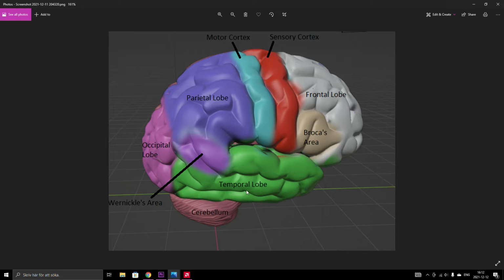And then the temporal lobe is associated with the processing of auditory information and memory encoding. It may also play a role in processing emotions, language, and some visual perception.